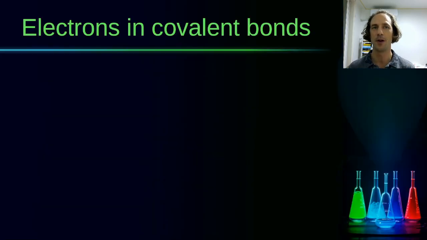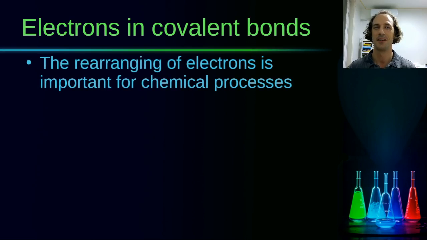So the issue we find ourselves in is that the electrons in covalent bonds are very important because the rearrangement of the electrons around the atoms is what drives chemical processes. So we should have some simple ways to describe the places of electrons accurately enough so we can explain the chemical reactions that materials take part in.